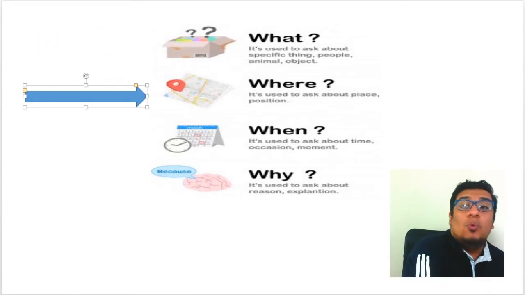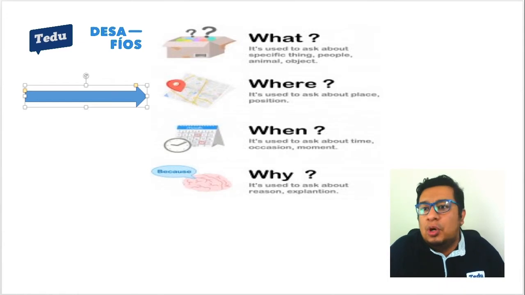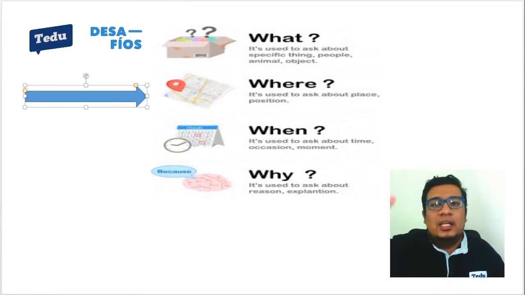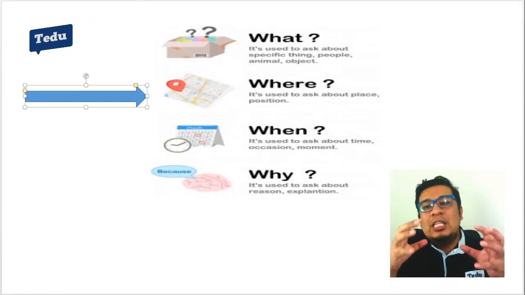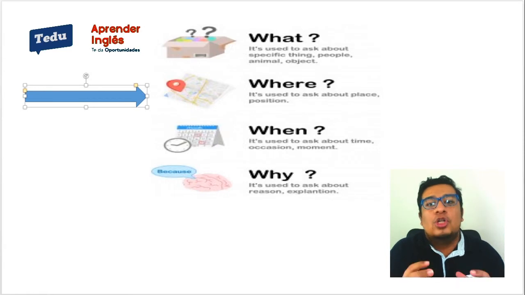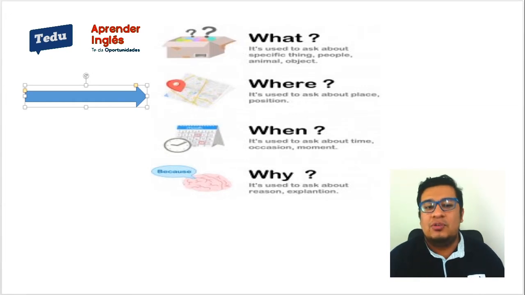For example, where is your father? You can say, oh, my father is in the work, my father is in the house, my father is far away, my father is in Bogotá. You know, específicamente, where is dónde? Where, dónde, okay? So that's what we're talking about, position or place. All right, so that's one of the things that you need to understand.